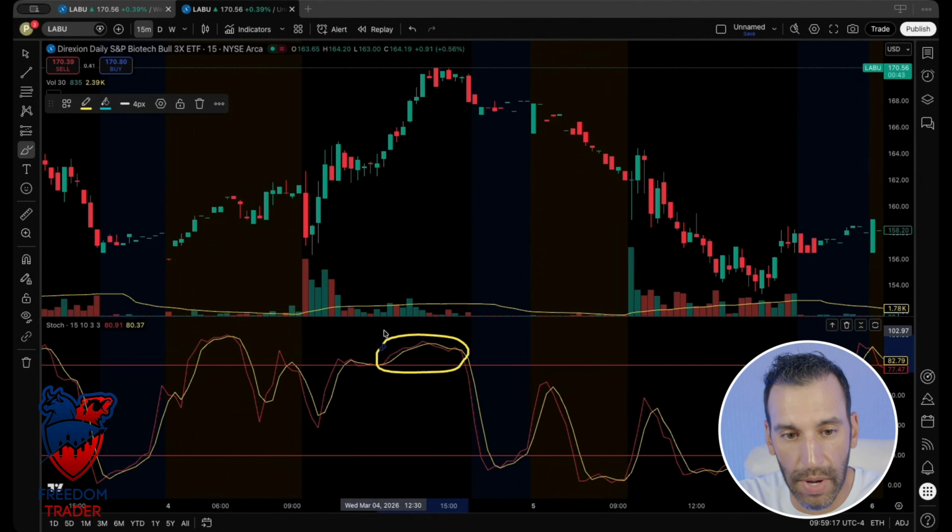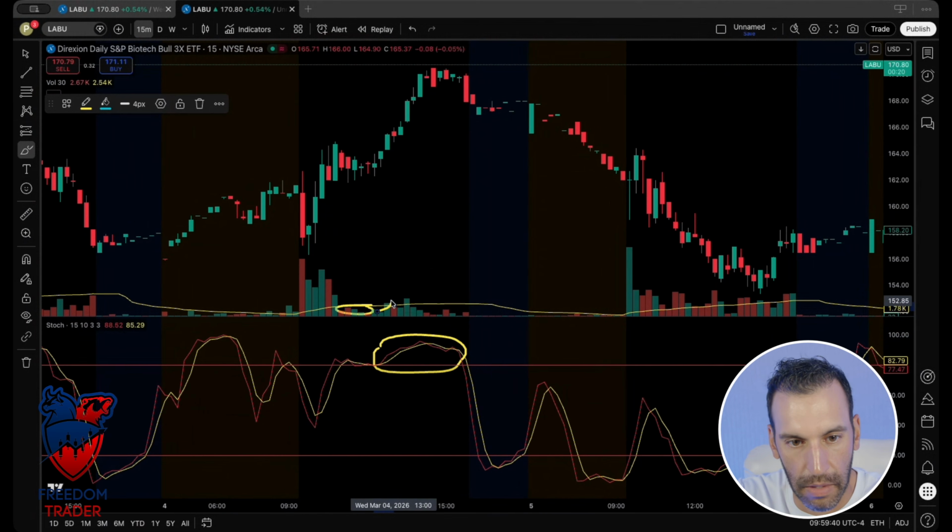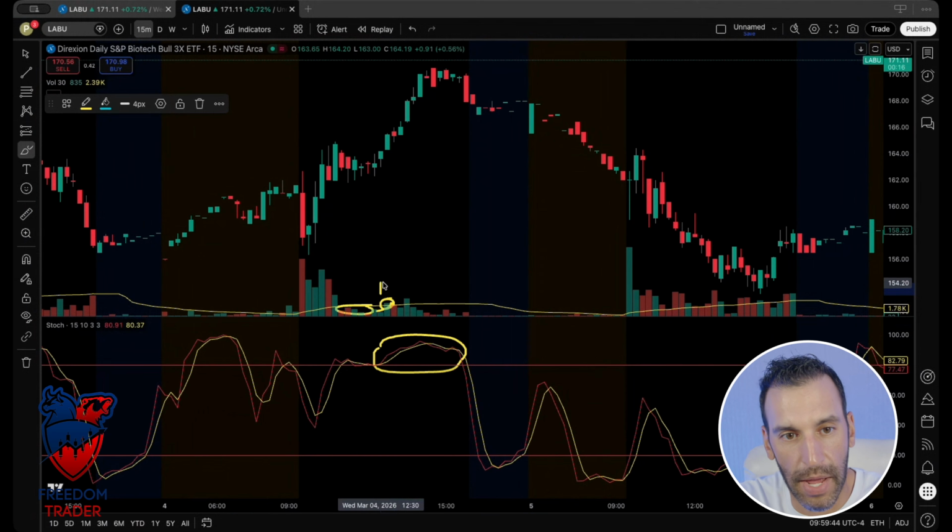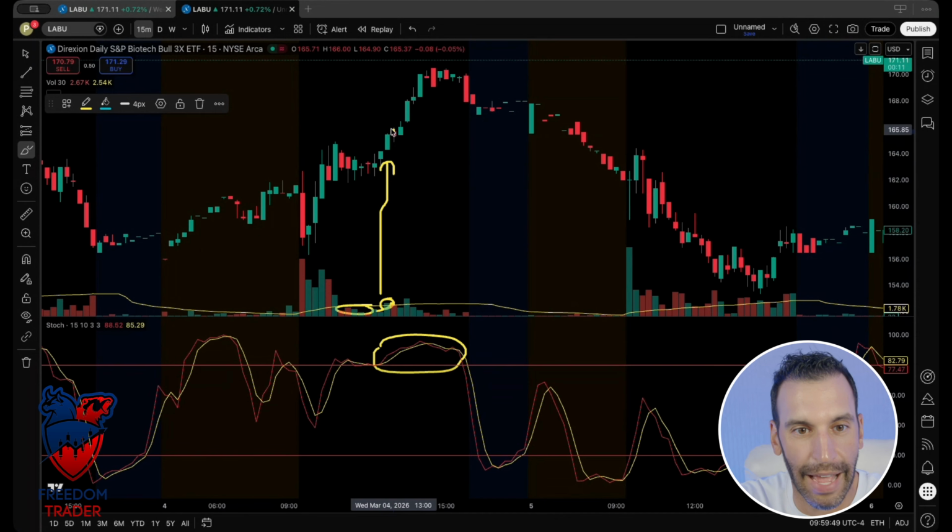Where do my eyes go next? They go right to volume. What's happening with my volume? Well, I had a little lull in here. I started to get this increase in volume. Okay, great. Where do my eyes go next? They go up here and I'm looking for this engulfing candlestick. Perfect. I got the engulfing candlestick.